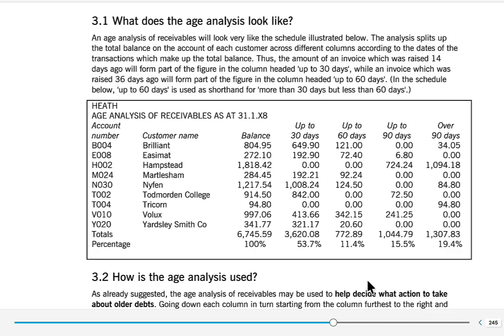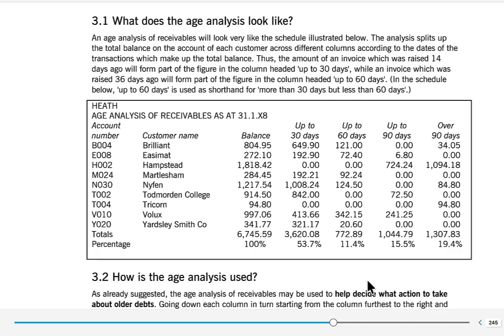Why percentages matter? Because management do not only care about the total amount owed, they also care about quality. If a large percentage is in the over 90 days column, it usually means collection problems and higher risk of irrecoverable debts. Quick interactive class questions.